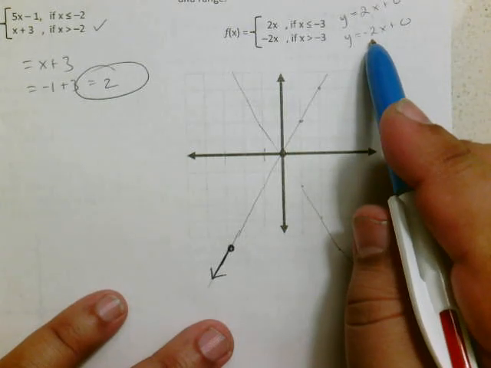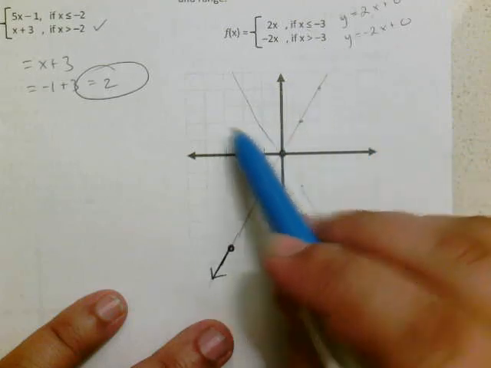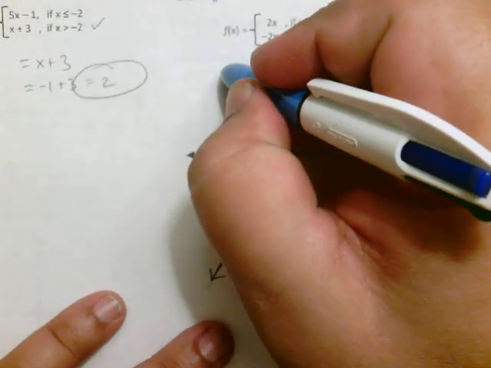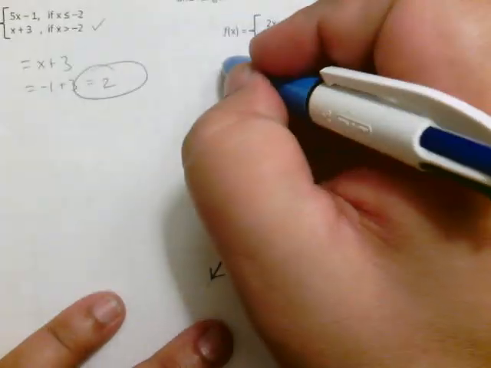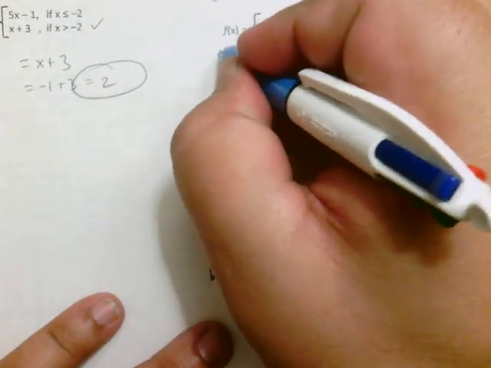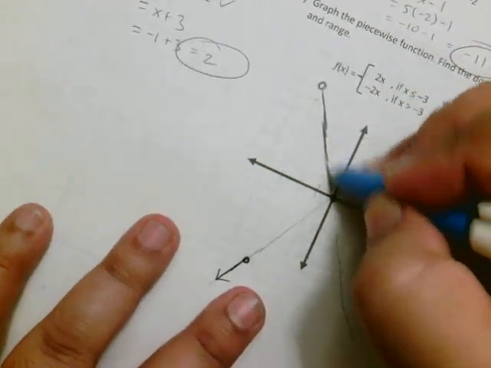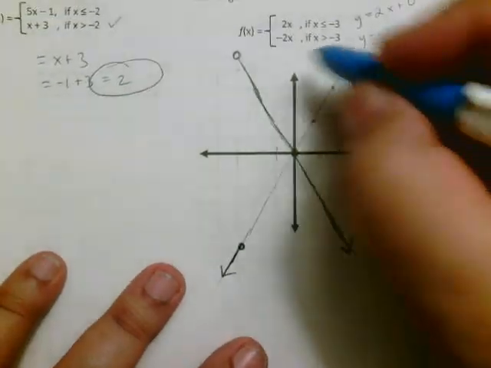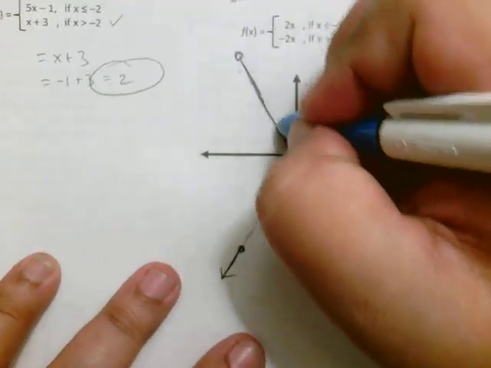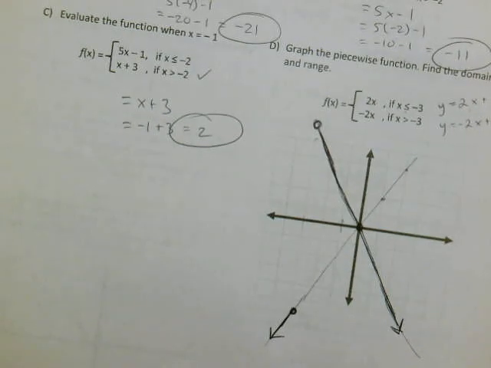And this bottom one is true for all of the x's greater than -3. Now it's not greater than or equal to, just greater than. So we're going to use an open circle here. And this is the line. Okay, that's our piecewise. Graphing is difficult, but give it a shot, please.